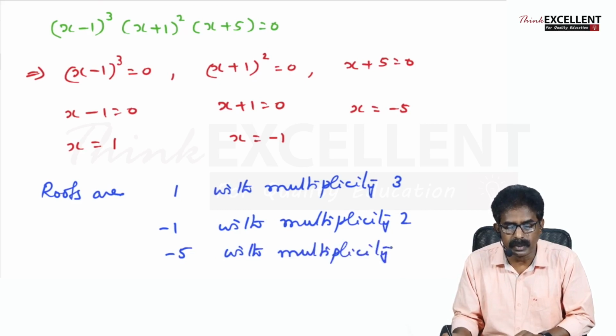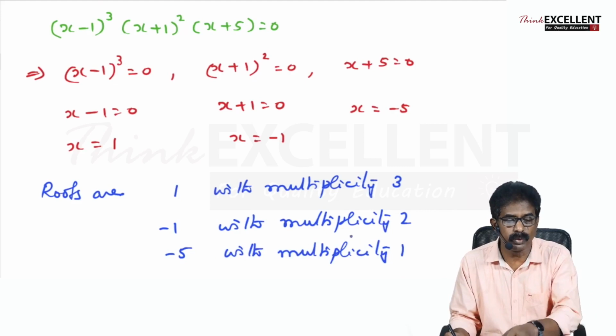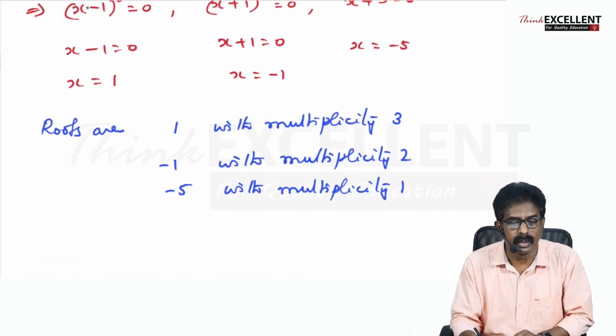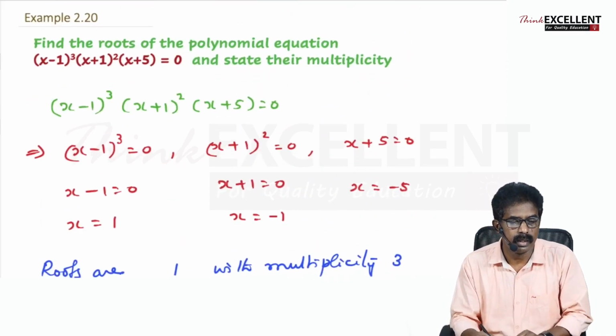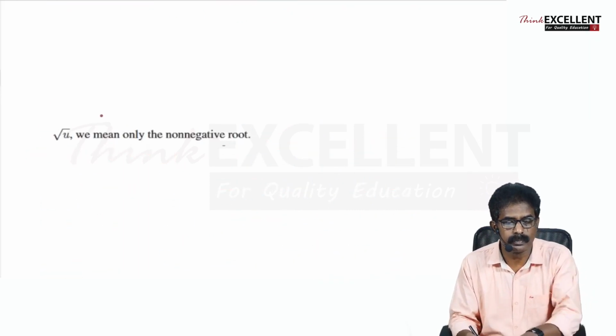With multiplicity 1. Multiplicity, if they ask you, right, okay, otherwise no need. If it is only solved, you write. So multiplicity with 1 is also called a simple root. Okay, so hope you understood this. Now we move on to the next sum.